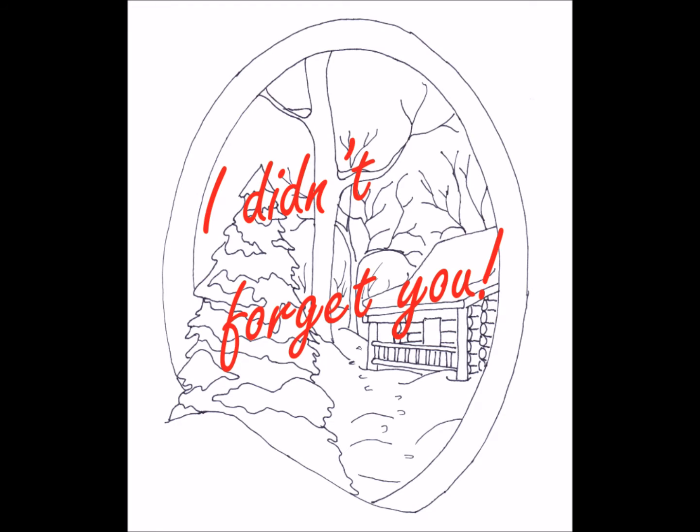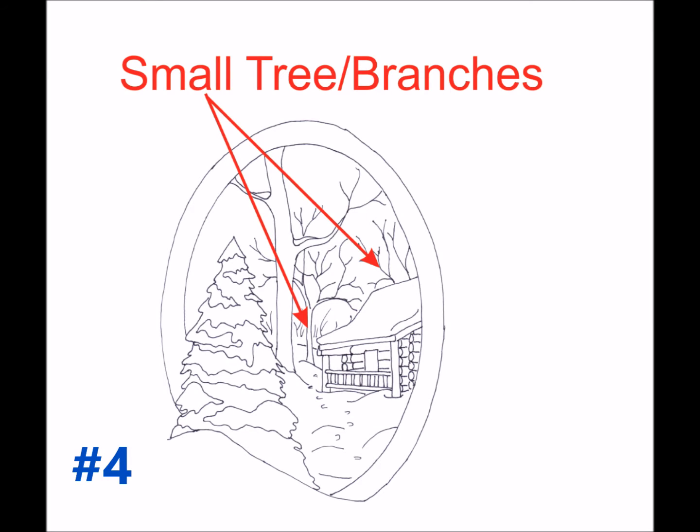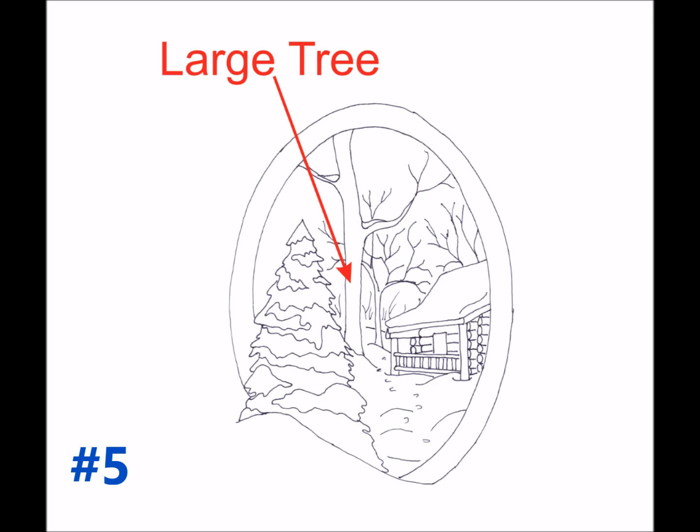Now, for those of you who are doing the cabin, I didn't forget about you. Let's go in stitching order for you. The first thing, or the fourth thing actually, that you're going to do are the small tree and the branches, and you're going to do that just like we did for the church. The large tree, again, will be done just like we did for the church, and that'll be the fifth thing you do.